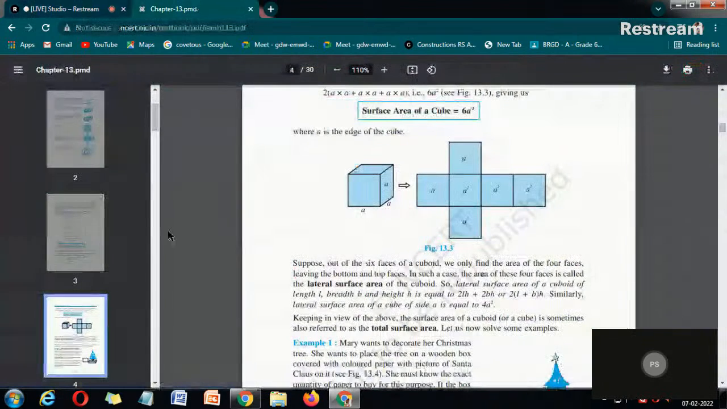Let's go further. How much time did we take? 17 minutes for the introduction of ninth and 10th. Okay. So going with our example one, what does our example one say?